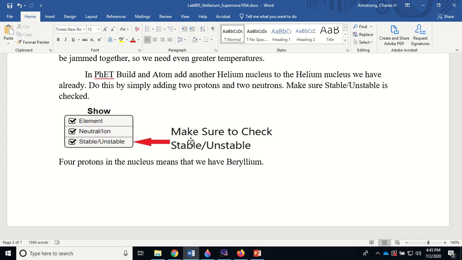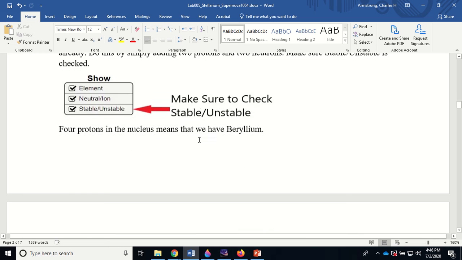It glues them together. But if they're not right next to each other, it's the repulsive electromagnetic force that keeps them apart. So you got to overcome that electromagnetic force. Okay, so now what we want to do is we want to add.